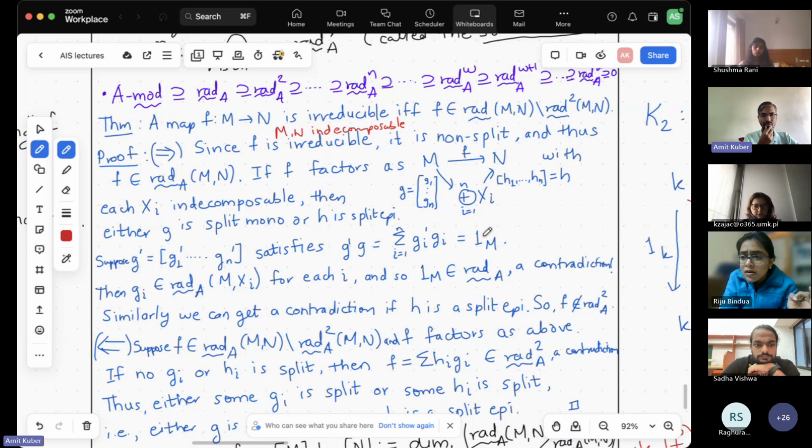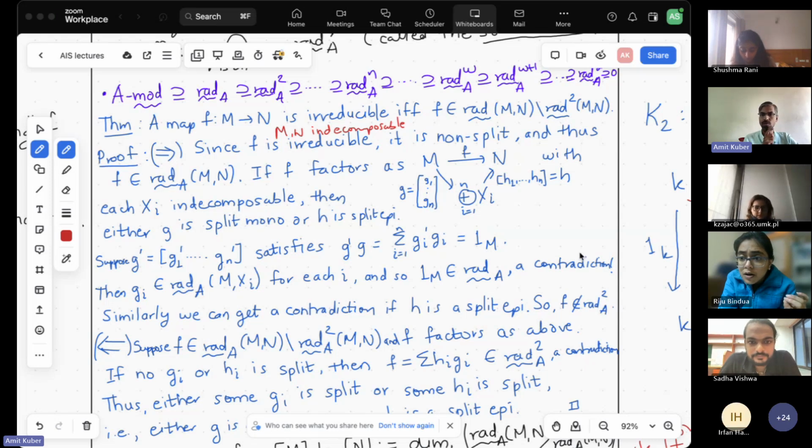I think we should just directly start with G is a split mono, and then that leads to a contradiction. H is a split epi, that leads to a contradiction. We shouldn't have assumed that H and G are in the radical, but for this particular thing, we need that Gi is in the radical. We don't have that if we don't assume what I said.